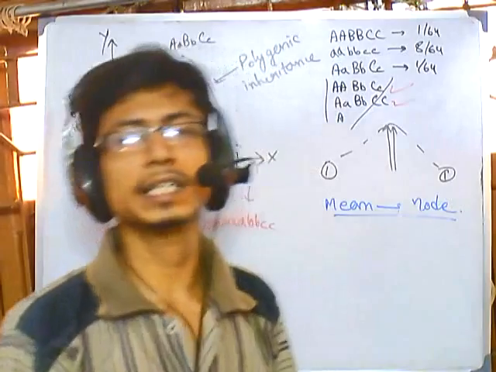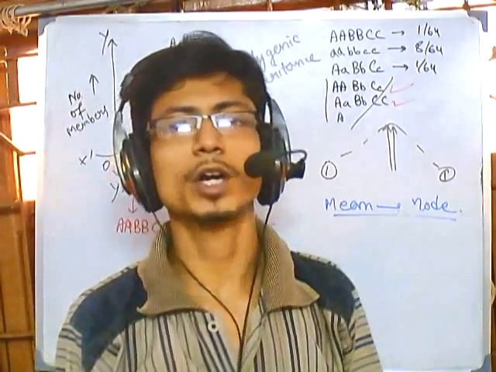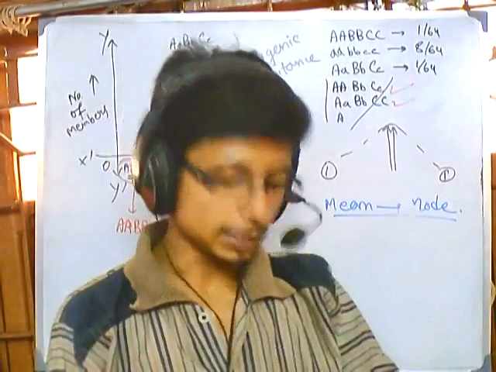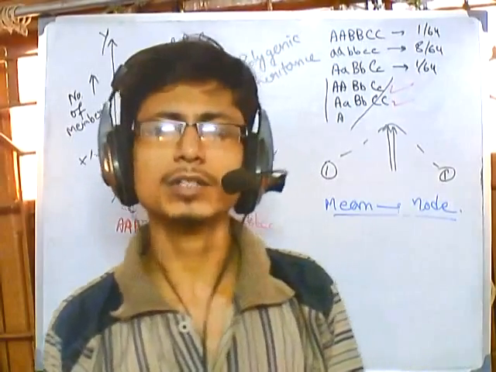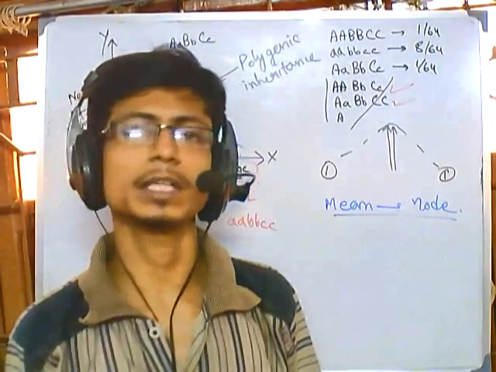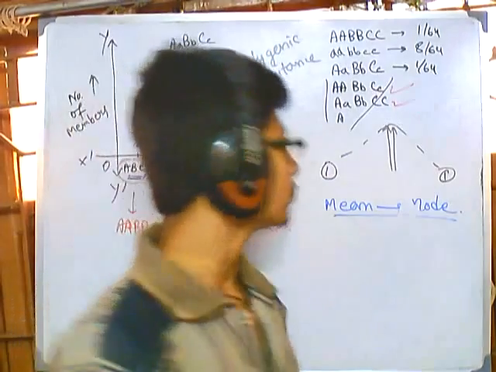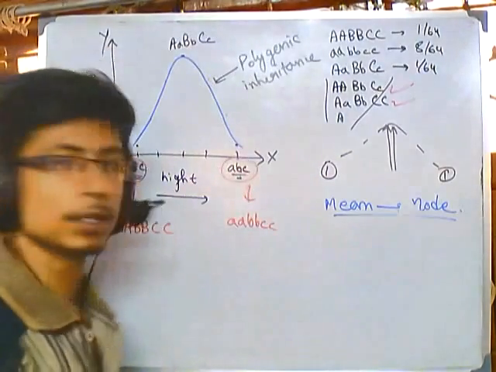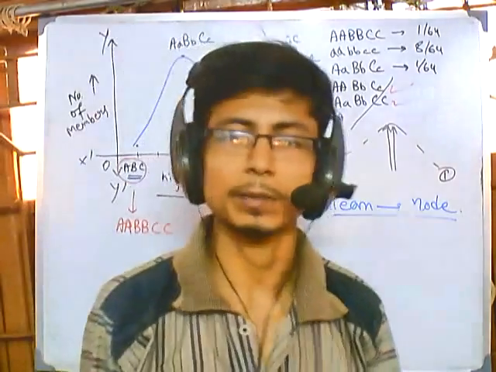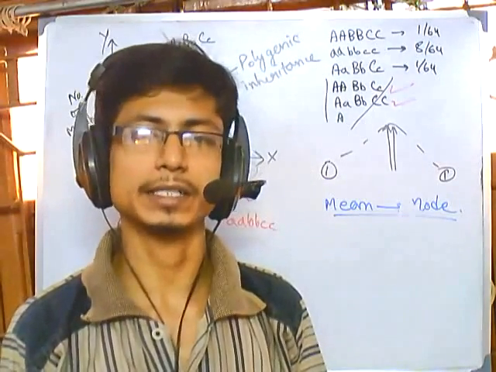Now this type of graph is true for our skin color, our height, and also many more different traits that human beings possess. So we have discussed this, and in the next video we'll be talking about another type of non-Mendelian inheritance. Thank you.